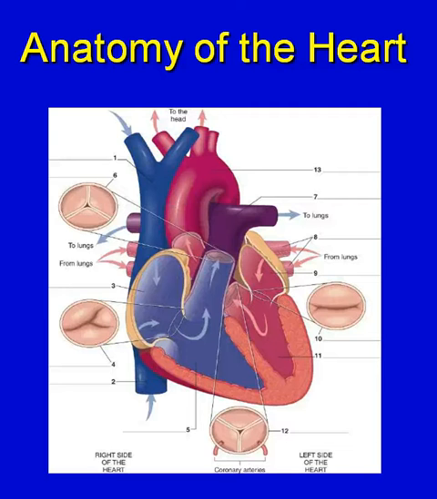Okay, let's talk a little bit about the anatomy of the heart and how blood flows through the heart. The vena cava bring oxygen-poor blood that has already passed all through the body into the heart. So we have the inferior vena cava and the superior vena cava.